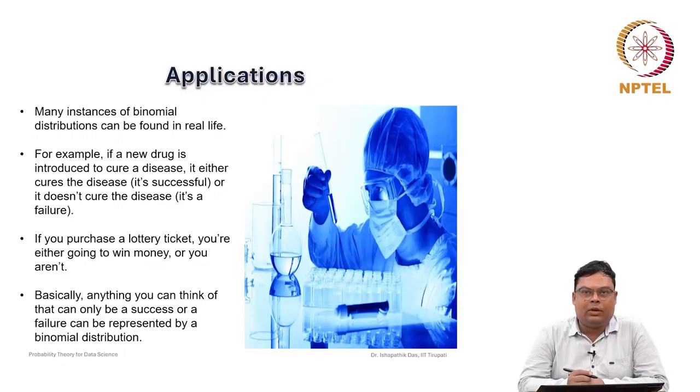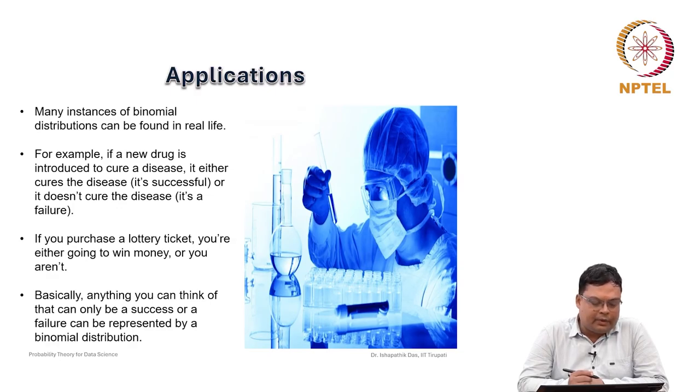Now, we will discuss some applications of binomial distribution. Many instances of binomial distribution can be found in real life. We have already discussed that this is related to random phenomena, success or failure. Whenever you see some random phenomena where the output is related to success or failure, we can model those data using binomial distribution.